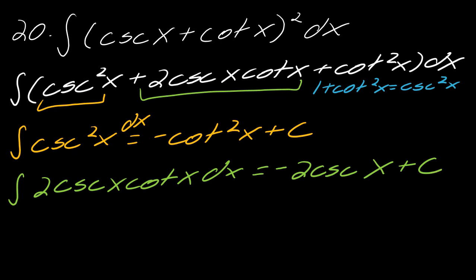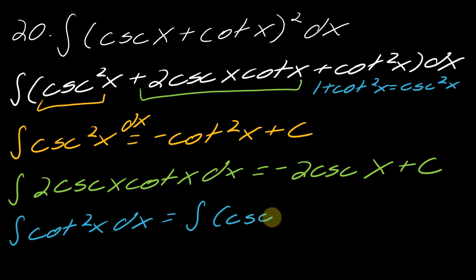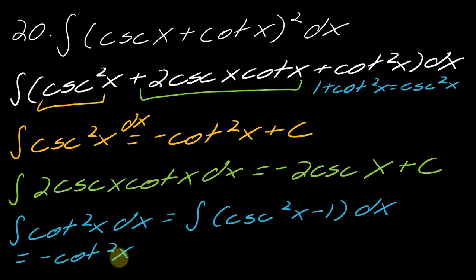Now for this last problem, this cotangent squared x, the only way you can approach this one is by rewriting it as cosecant squared x minus 1, by using this Pythagorean identity. And so that then will equal negative cotangent x minus x. So now I have all the pieces of this, so I just have to put them all together. Let me clear a little space here so we can finish this problem.